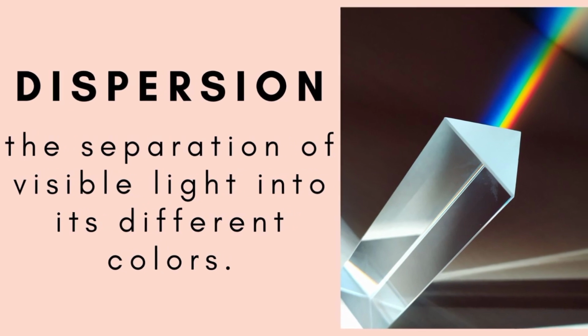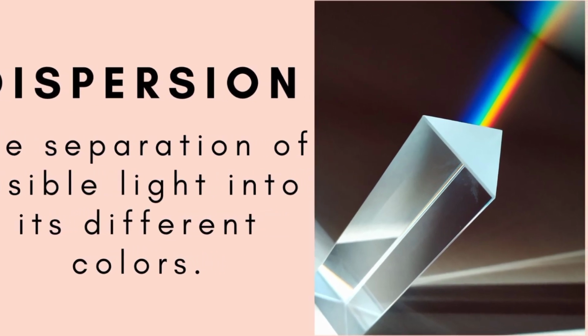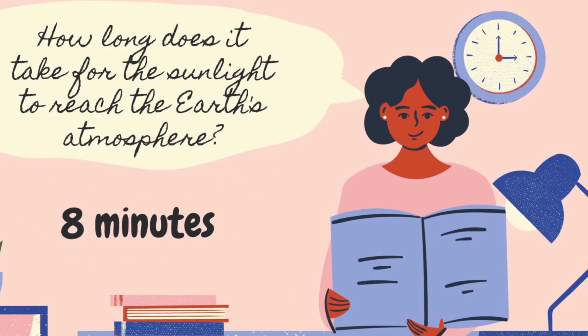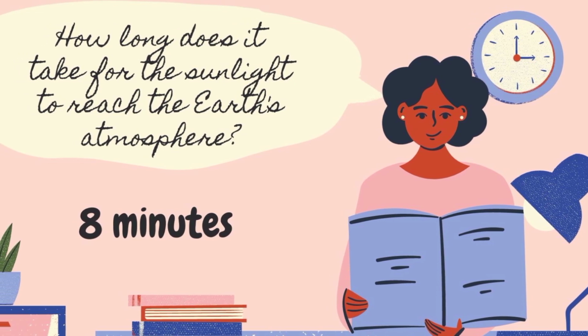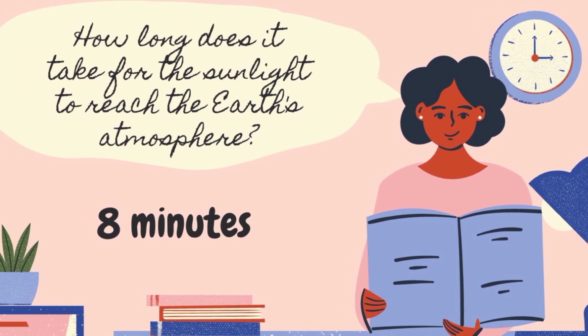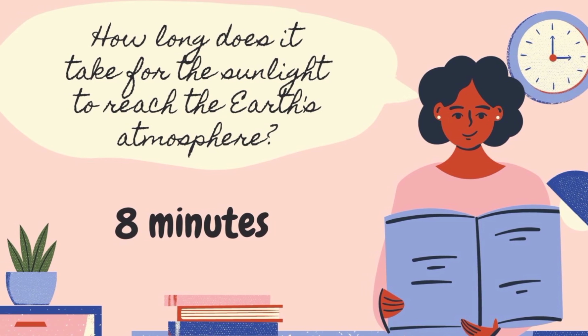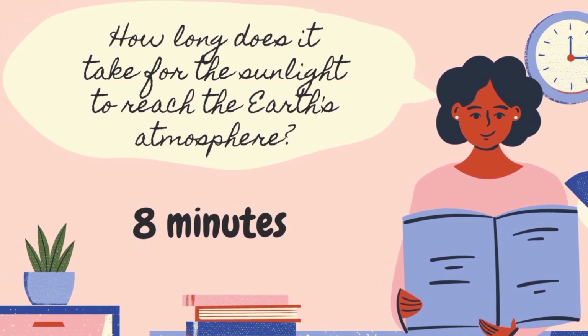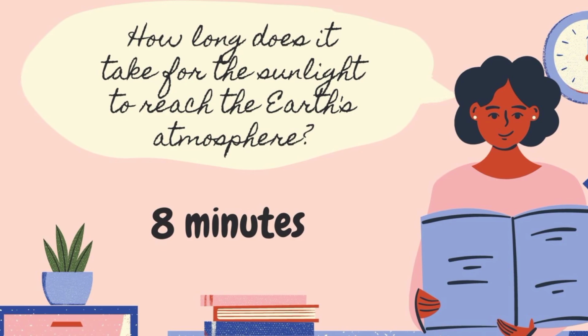Dispersion, the separation of visible light into its different colors. How long does it take for the sunlight to reach the Earth's atmosphere? The answer there is 8 minutes. It takes 8 minutes for the sunlight to reach the Earth's atmosphere.